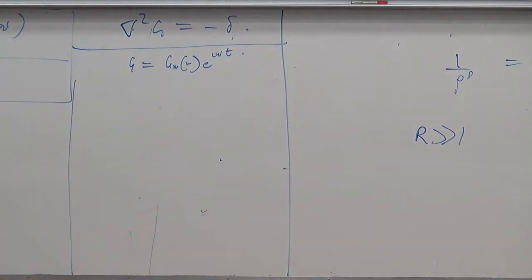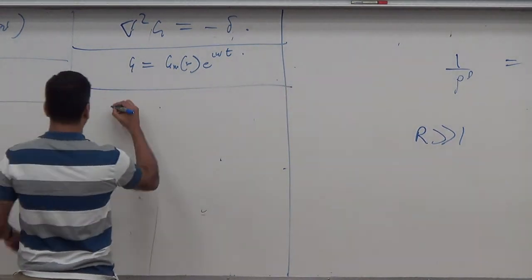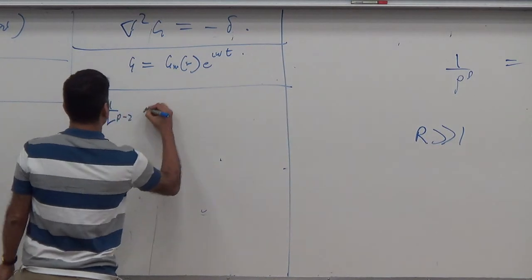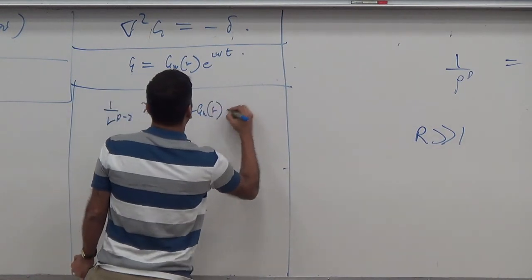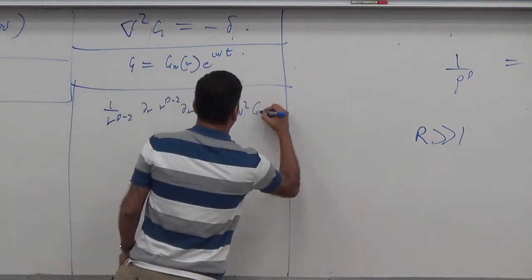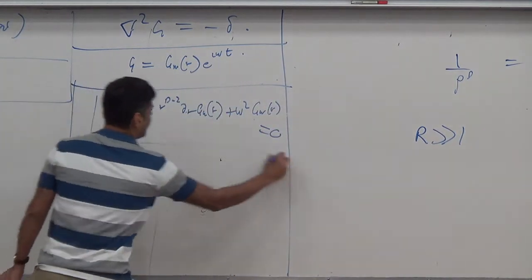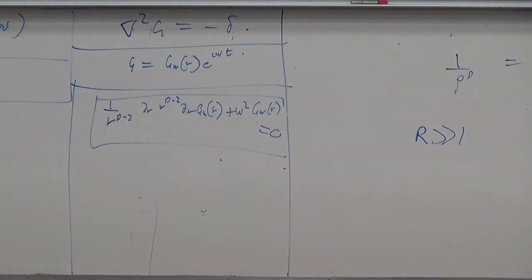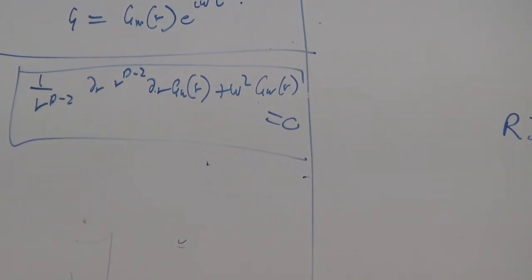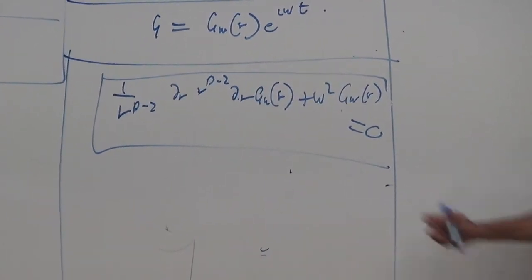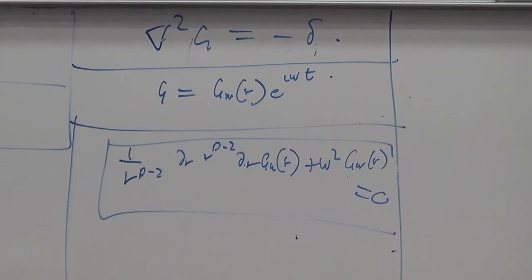And I'm going to rewrite this equation in terms of g omega of r. So what's the equation? The equation is 1 by r to the power d minus 2, del r, r to the power d minus 2, del r g omega of r, plus omega squared g omega of r, is equal to 0. Is this clear? I've rewritten del squared as del squared space plus del squared time. Del squared time is just plus omega squared: minus d by dt squared, and then there's an extra minus sign because of the i's. And for del squared space, we've got a radially symmetric thing, so I've just used the formula for del squared in polar coordinates. Is this clear?